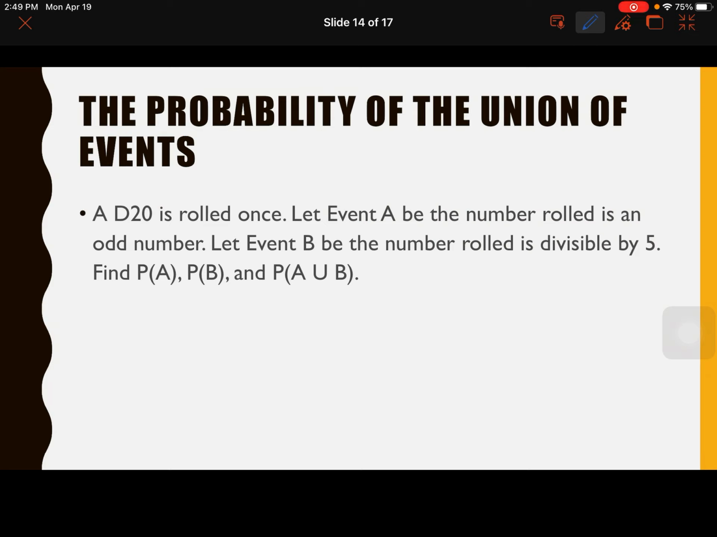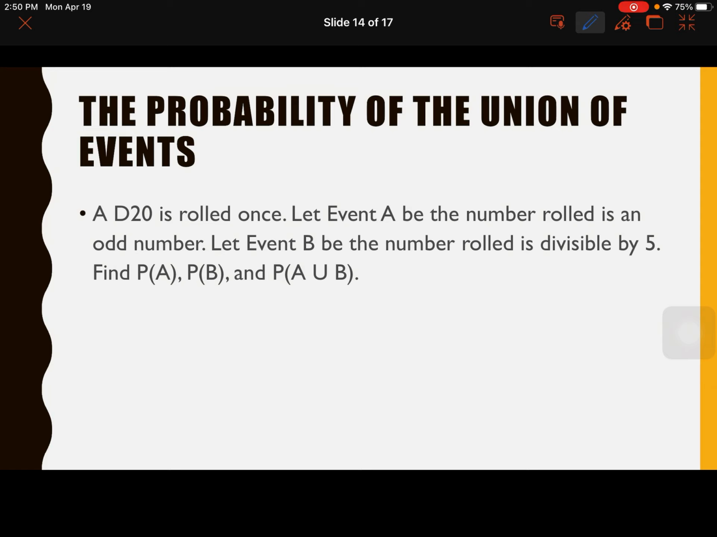If I have a D20, that means this is a 20-sided die. It has the numbers 1 until 20 engraved or painted on it. Now, you have two events. Event A, the number rolled is an odd number. Event B, the number rolled is divisible by 5.